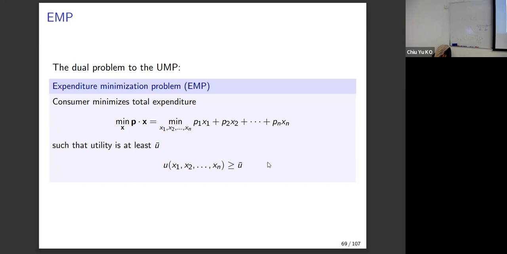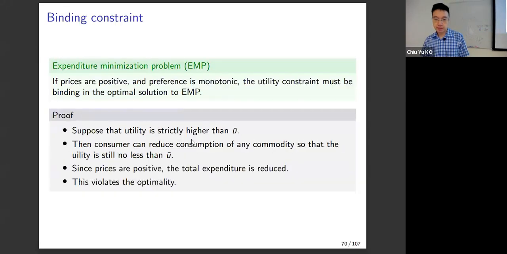Doesn't hold, okay? And do note that this U upper bar is a parameter of the model. So here, the problem is you give me the prices and the target utility you want to achieve, and I give you how much you should spend. So that is the minimization problem.